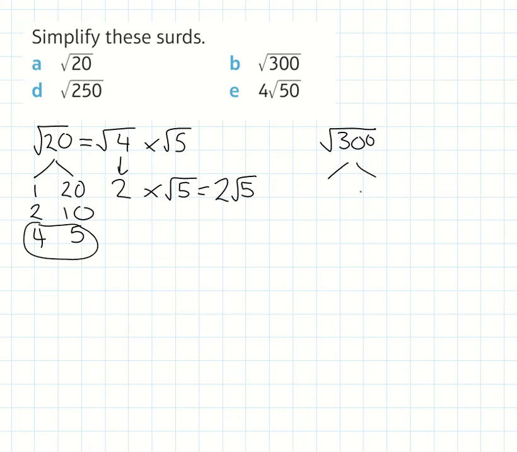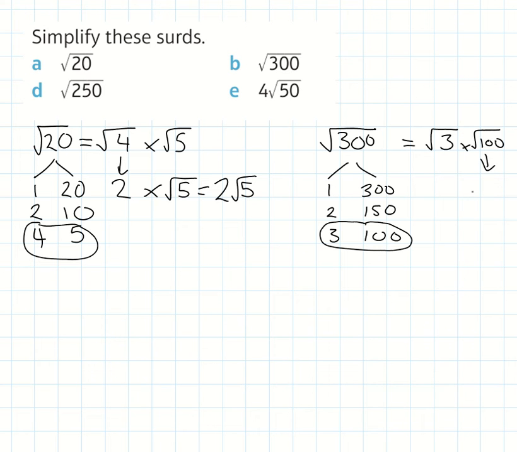Now let's have a look at another example, the square root of 300. And we're going to break it down into its factor pairs like we did before. So we've got 1 and 300, 2 and 150. Still no square numbers just yet. So let's go for 3 and 100. There's my first square number there, and that's the biggest one I'm going to get. So I'm going to stop there and just circle that as my factor pair. So the square root of 300 is the same as the square root of 3 times the square root of 100.